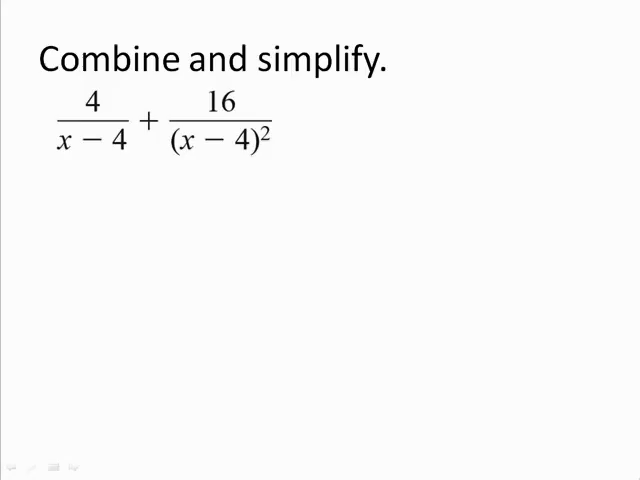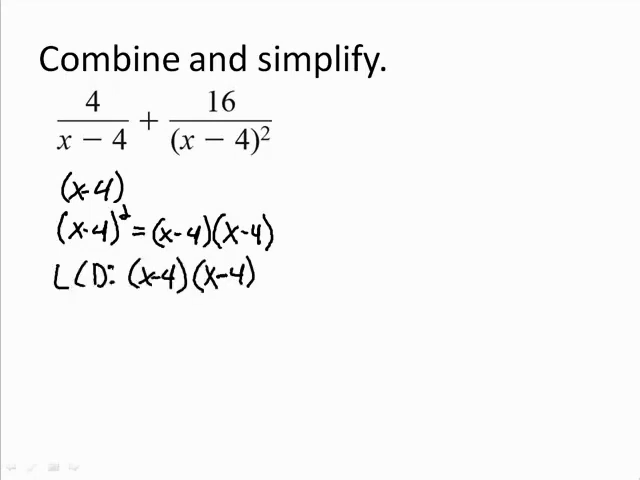Combine and simplify: 4 divided by x minus 4 plus 16 divided by the quantity x minus 4 squared. Find the least common denominator. The least common denominator is going to be the least common multiple of the two denominators. X minus 4 squared equals the quantity x minus 4 times the quantity x minus 4. The least common denominator has to include each factor. So the least common denominator is the quantity x minus 4 times the quantity x minus 4.